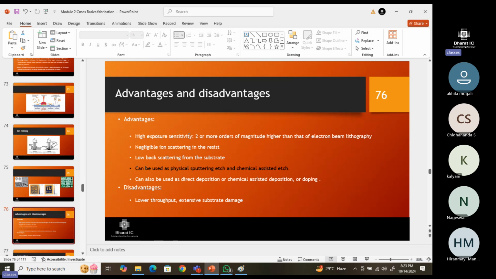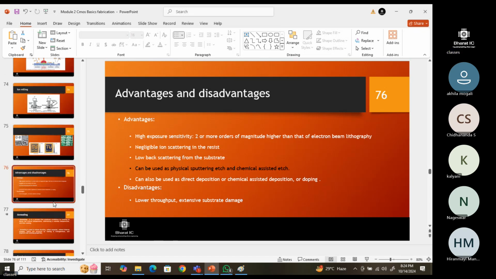it has high exposure sensitivity, negligible ion scattering, and then direct deposition or chemical assisted deposition can be done. The disadvantages are lower throughput and extensive substrate damage. So how can this extensive substrate damage be reduced? By using a polarized lens. It changes the effectiveness of the light, which is the power, and it suppresses that power. Actually, that's the reason how it is being done.